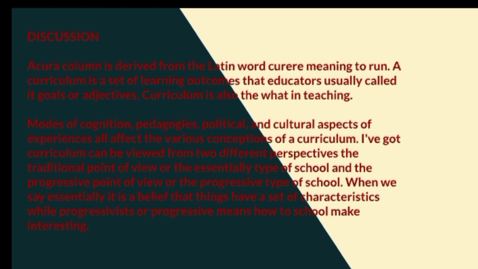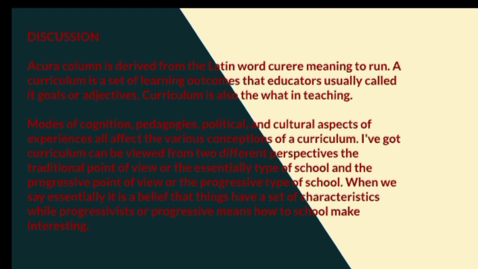Curriculum can be viewed from two different perspectives: the traditional point of view, or the essentialist type of school, and the progressive point of view and the progressive type of school. When we say essentialist, it is a belief that things have a set of characteristics, while progressivist or progressive means how to make school interesting.